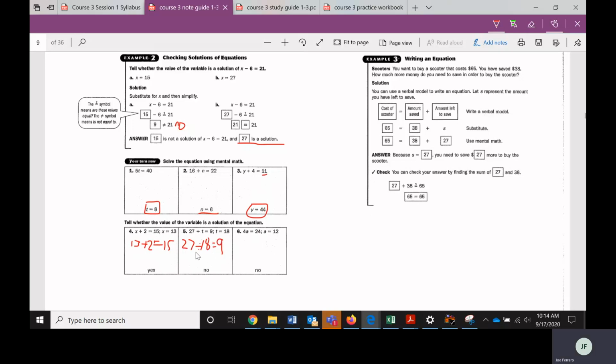And 27 divided by 18 is going to be some decimal. The other way you can think of it is, you could use your calculator and see what it equals, or, well, 27 divided by 3 is 9, so not divided by 18, so that's a no.